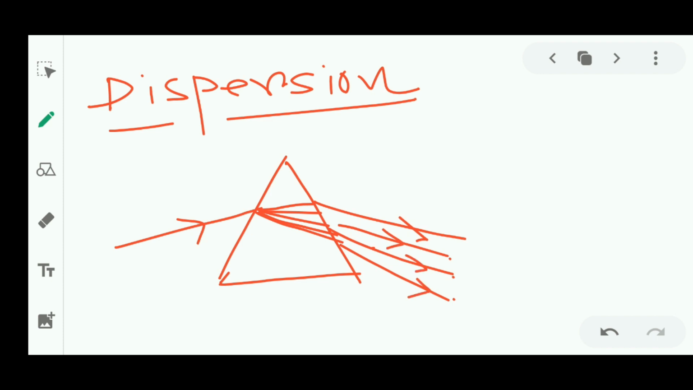So this splitting of white light into constituent colors is known as dispersion of light. And there are 7 colors formed. Here I only gave you 4, but actually 7 lights are formed. These 7 light rays, the band of 7 colors, is known as the spectrum of light.